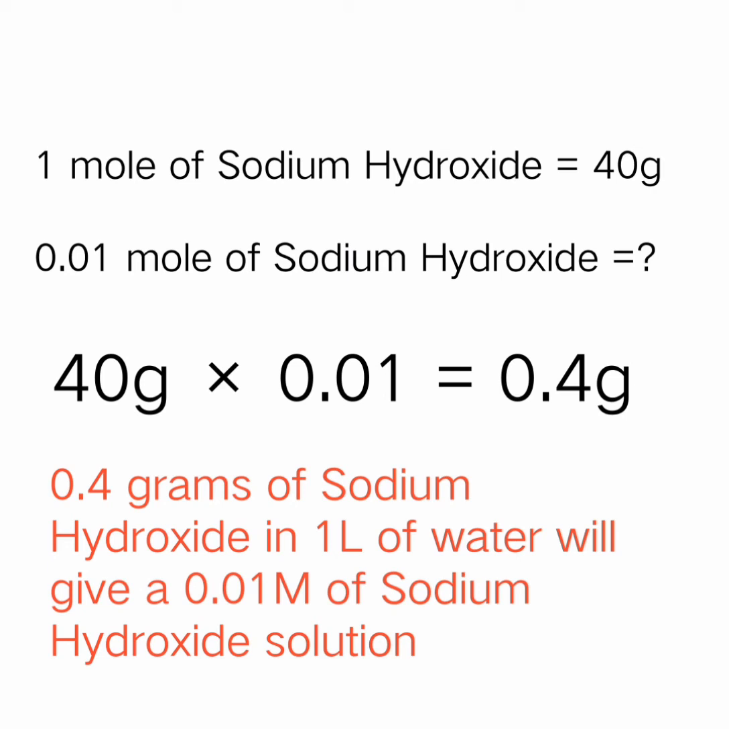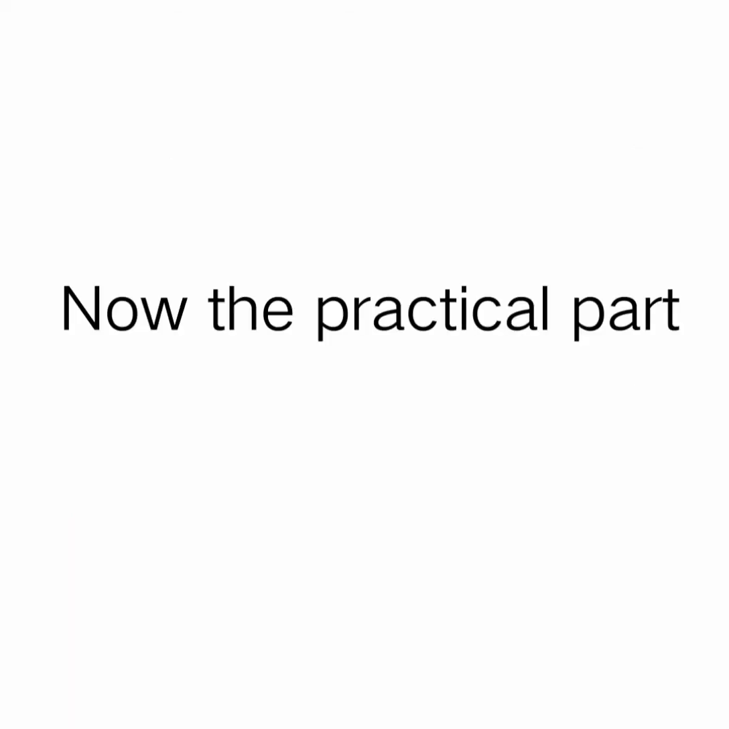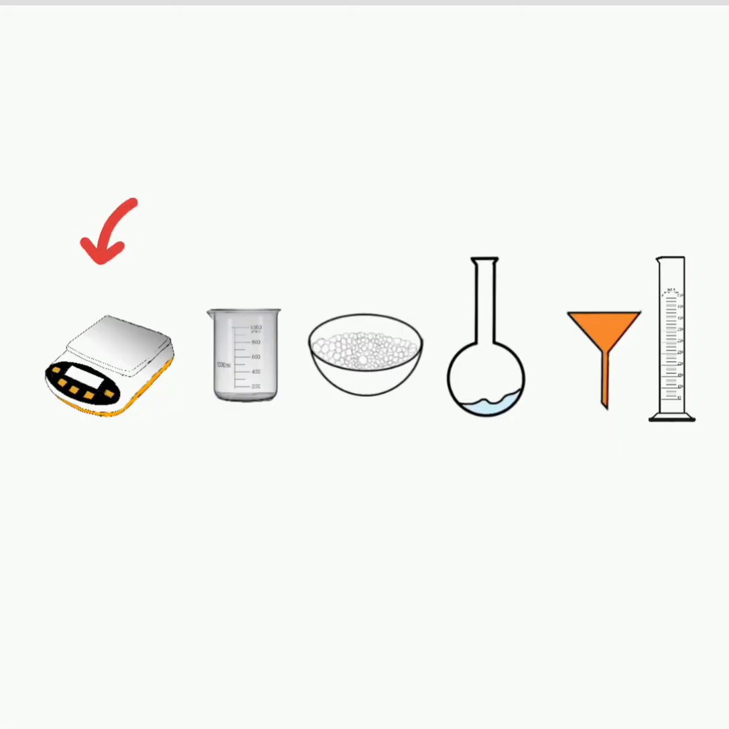Now that we are done with the calculations, let's make this solution with our values. To commence, we need some equipment: electronic weighing balance, a beaker of water, funnel, sodium hydroxide pellets or caustic soda, measuring cylinder, volumetric flask, spatula, and good eyes.